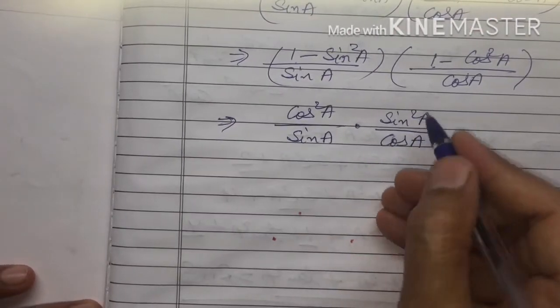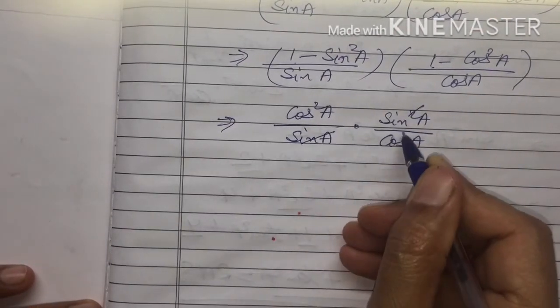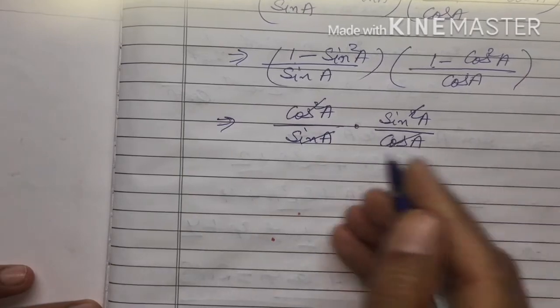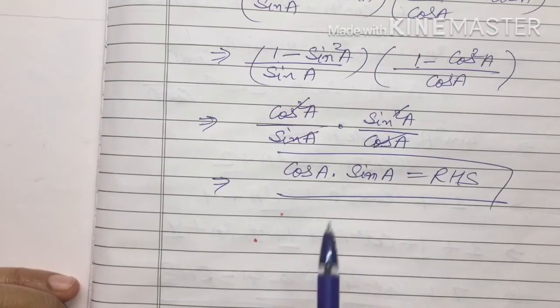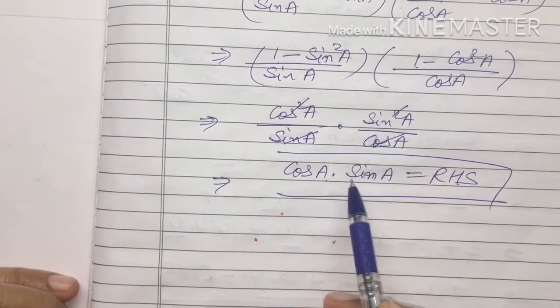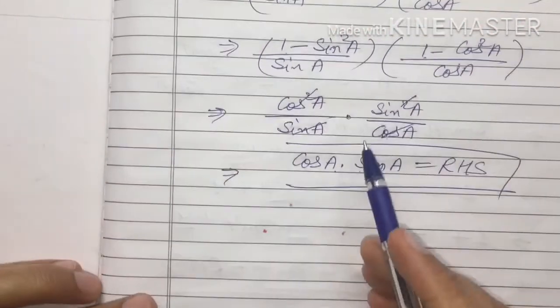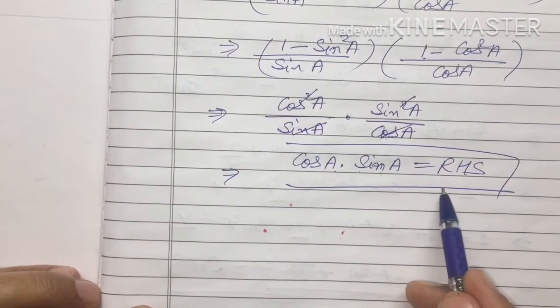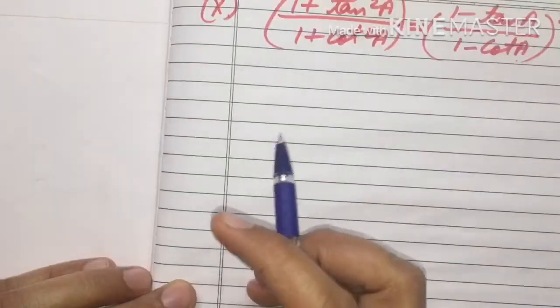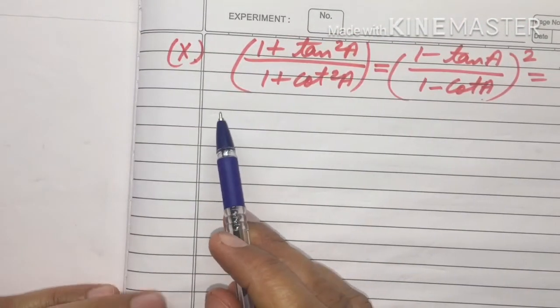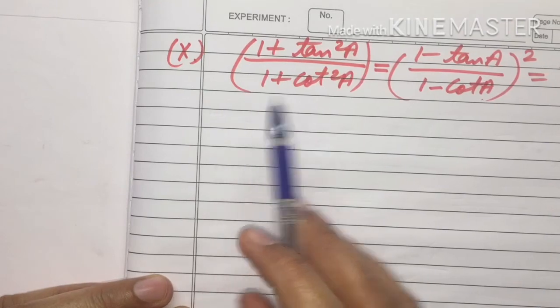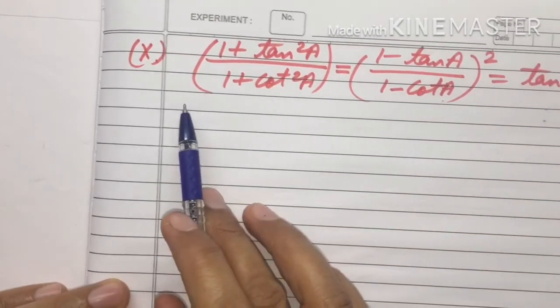So these are in the multiplication, one sine we can cancel from here and one cos we can cancel from here. So what is left here? Cos A into sine A, and this is our right hand side, so we can write down this is equal to right hand side.